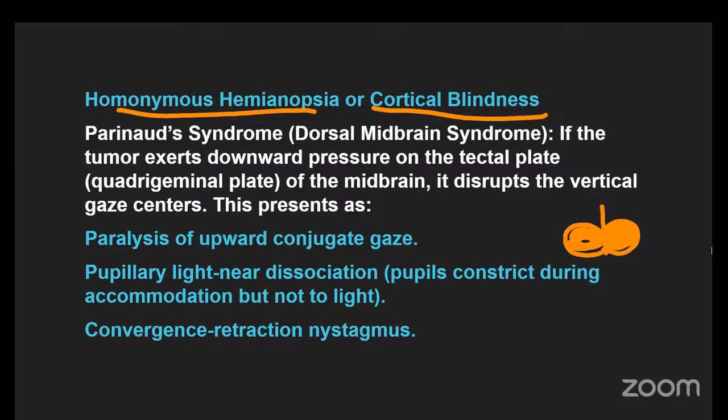Apart from that, patient can also have Parinaud syndrome. Why? Because there is direct compression on the tectal plate of the midbrain, and patient can have upward gaze palsy, light-near dissociation, convergence-retraction nystagmus. We know this.